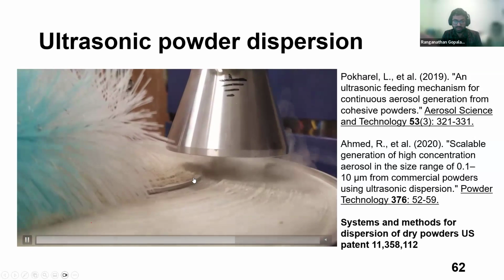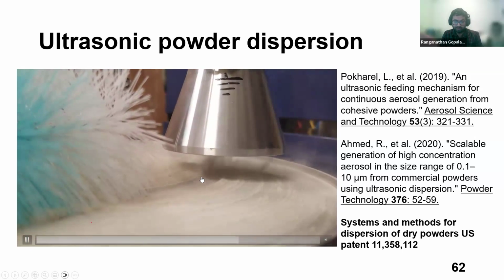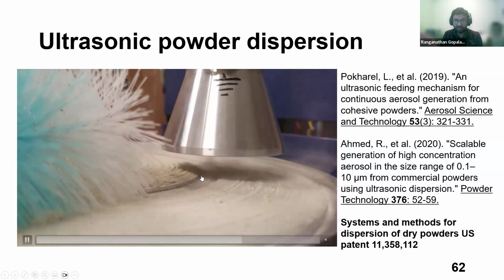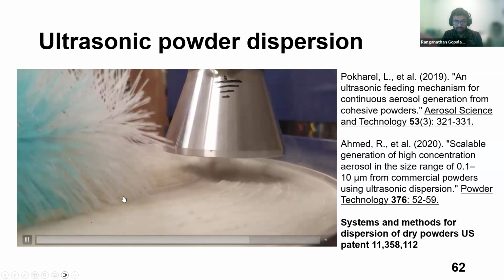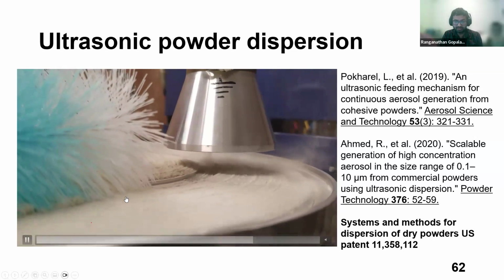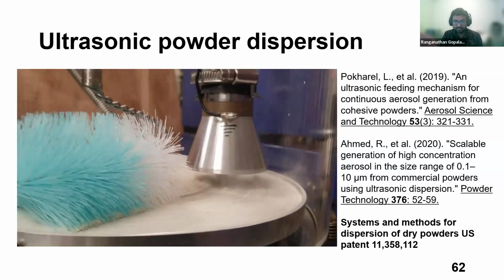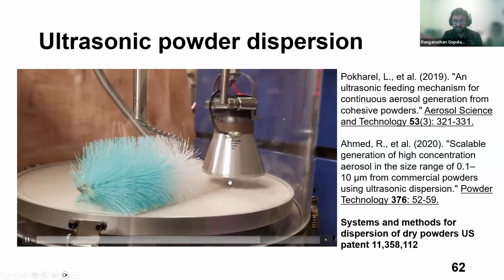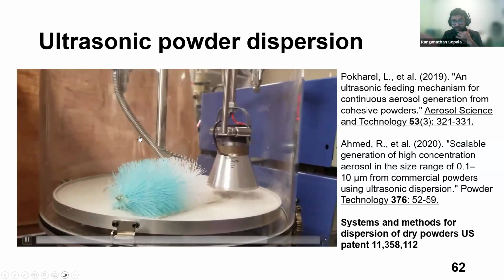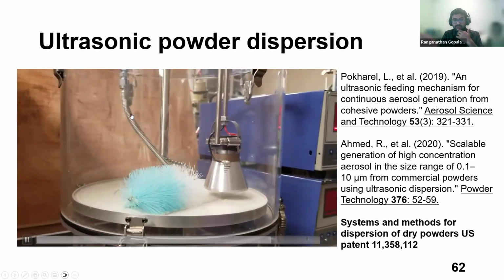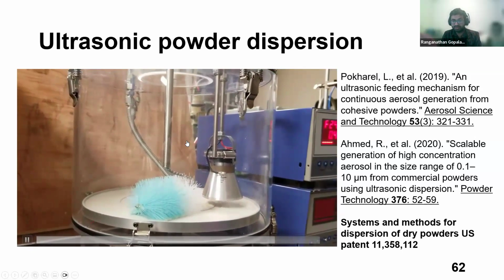So the transducer is being moved up and down to figure out the point of resonance. Once you hit that, you can see that the dust plume generation is very steady, and we just hold it there and send the sampling tube to collect the aerosol and send it further for processing or measurement.